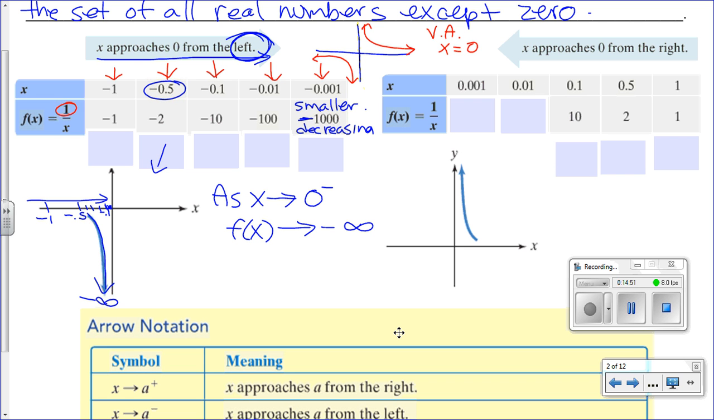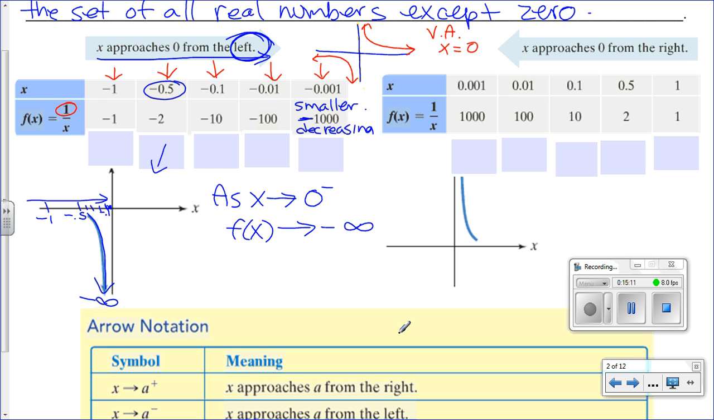Leslie. 1 divided by 0.01. Crystal, 1 divided by 0.001. 1,000.